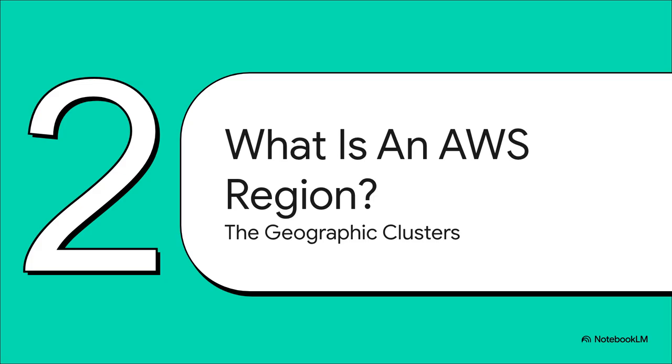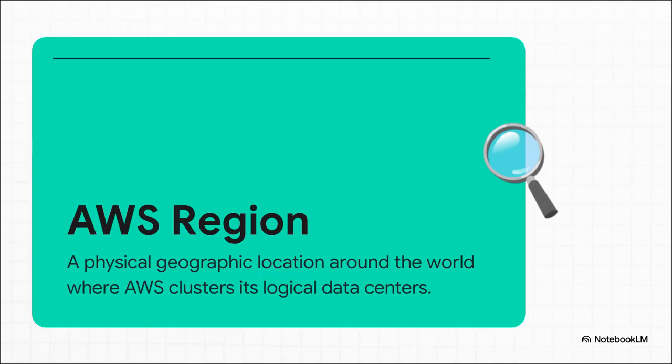Moving right along to Section 2. What is an AWS region? Let's explore these geographic clusters. So the absolutely crucial thing to grasp here is that a region is a physical, geographic area right on the map. Think of places like US East in Northern Virginia, or Europe in Frankfurt, or Asia Pacific out in Singapore. AWS actually maintains these geographic regions across all 6 permanently inhabited continents. It's basically the highest level grouping of their physical infrastructure.